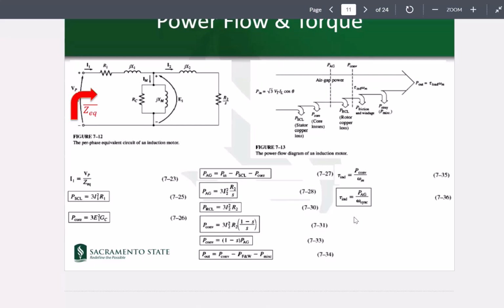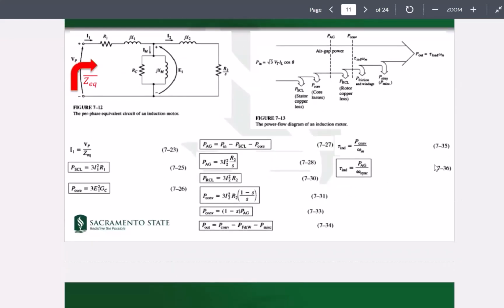The induced torque would be the air gap power over omega synchronous. Since omega synchronous is a constant, it only depends on P AG. However, if you want to represent tau induced in terms of P converted over omega M, both of those P converted and omega M would be variable terms, right? So sometimes in your calculations, it's much easier to use these 736 instead of 735.